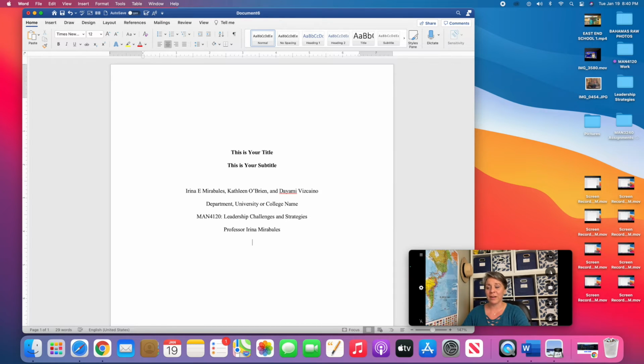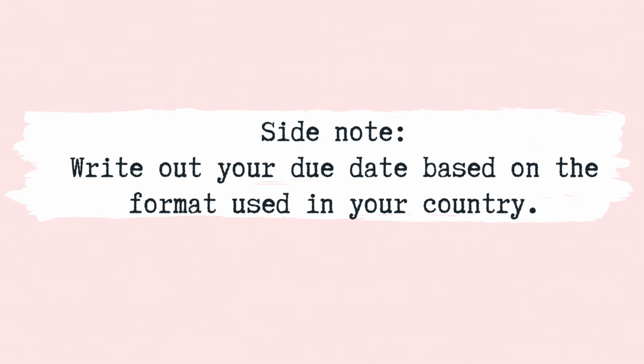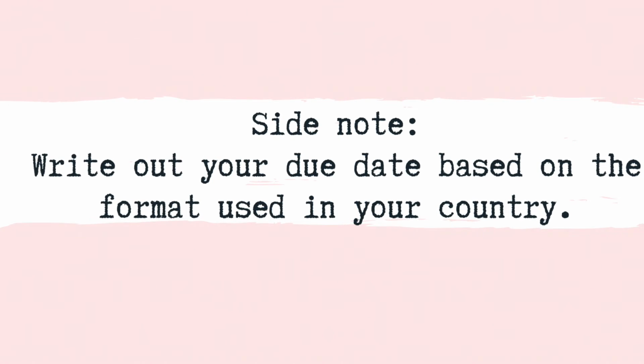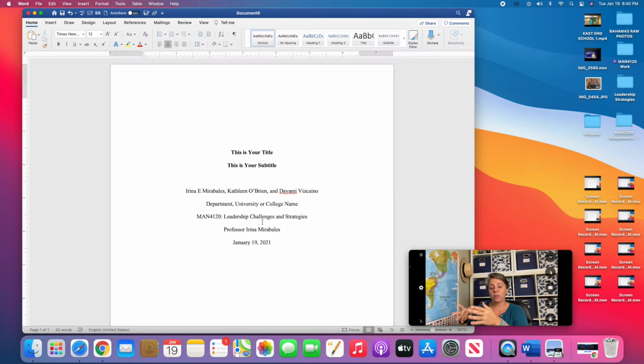Okay, now after that, you write your due date. So it's the date that you are actually submitting the work, okay? So your due date, not the date that you're writing the paper, the date that it is due. So let's say that it is due today. Okay? Don't write the paper the day that it's due. But let's just say that's the due date. Here's another side note. If you're not from the US, write out the date based on the format used in your country.